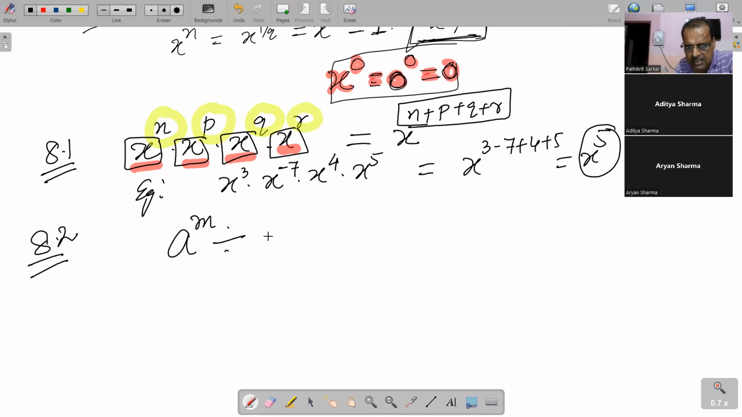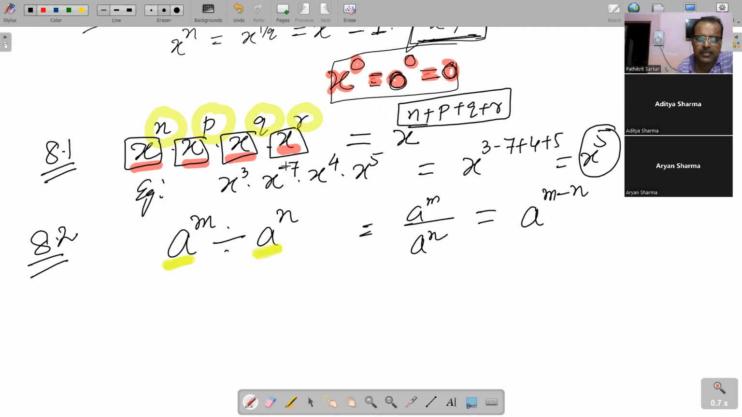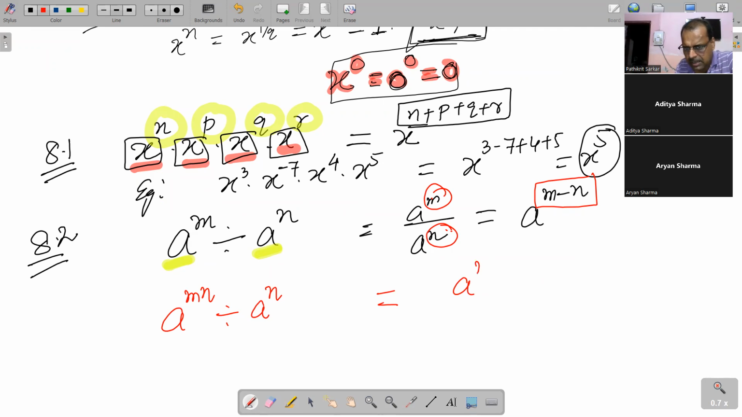The moment we divide these things, that means if the base is the same, here it is a and here also it is a, then it comes down to a to the power m divided by a to the power n, and the powers get subtracted. That means a to the power m minus n, where here it is m and there it is n. Now suppose the power is the same. That means we can write it in this form: a to the power mn divided by a to the power n. So what will happen over here? Now in this case, we can write a to the power mn divided by a to the power n.